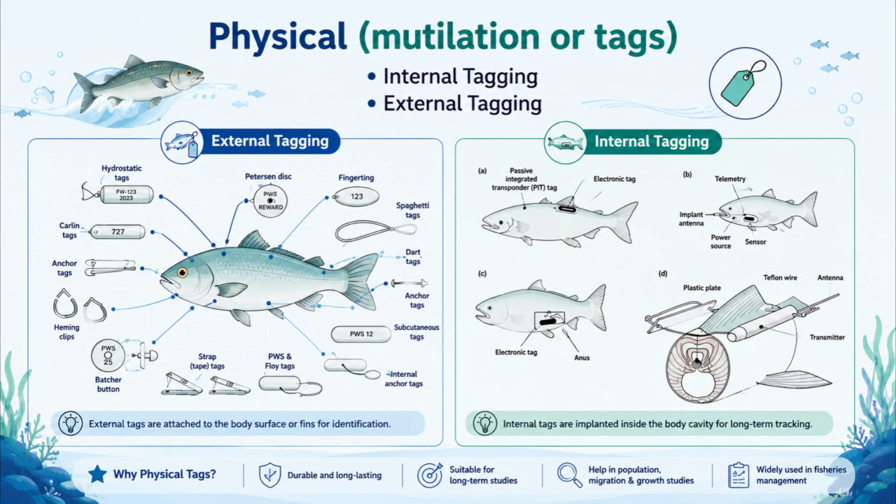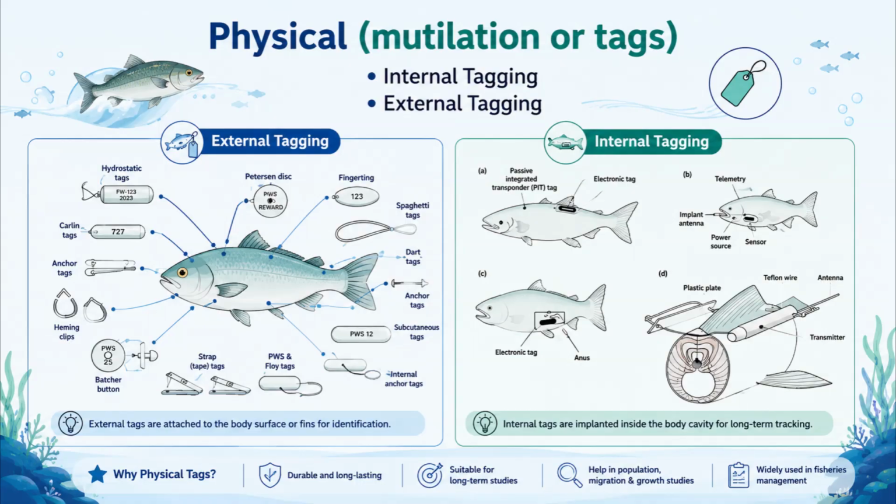Physical tagging mainly involves the use of tags or body modifications for fish identification and tracking. These methods are broadly divided into internal tagging and external tagging. External tags are attached to the outer surface of the fish body, fins, or muscles. Some common external tags include Carlin tags, anchor tags, spaghetti tags, dart tags, and fin clips.